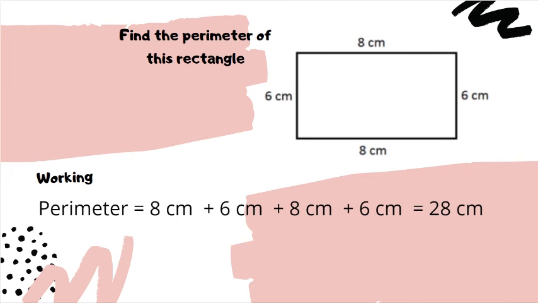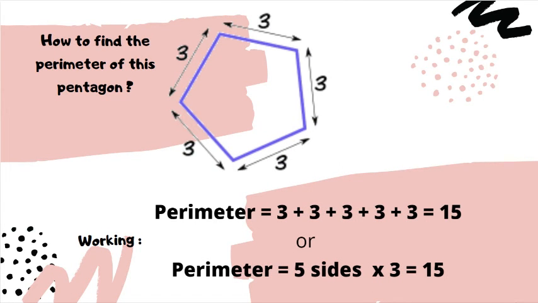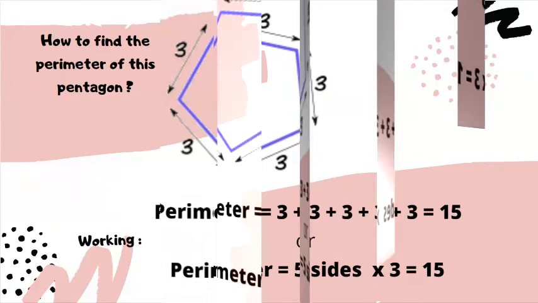So the perimeter is equal to 8 cm plus 6 cm plus 8 cm plus 6 cm, which is equal to 28 cm. So the perimeter of this rectangle is 28 cm. Try the other example. How to find the perimeter of this pentagon? Just add all the sides. So it becomes 3 plus 3 plus 3 plus 3 plus 3, which is equal to 15. Or since we have 5 equal sides, the easiest way is just to multiply 5 by 3. The answer will be 15.